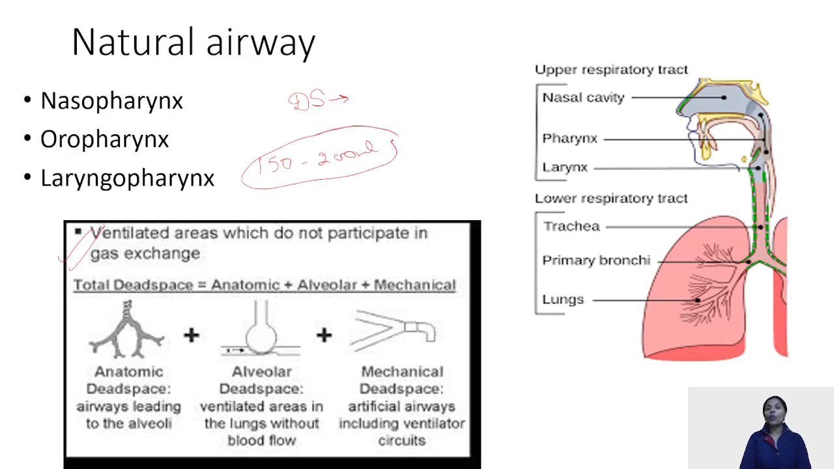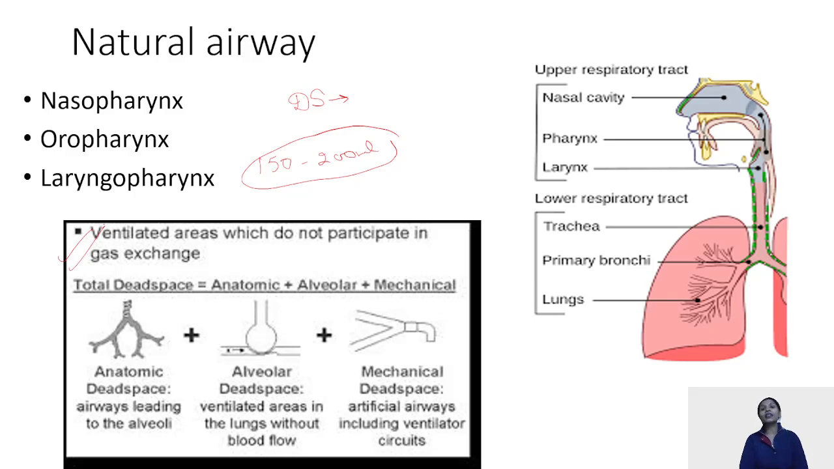Then you have alveolar dead space. The alveolar dead space are those ventilated areas in the lungs which do not have blood flow. Some parts of this could be physiological in nature also. But yes, when it exceeds, then it could be pathological dead space.